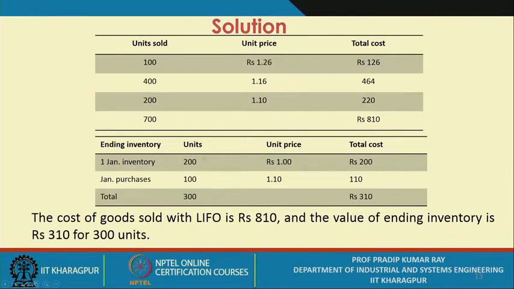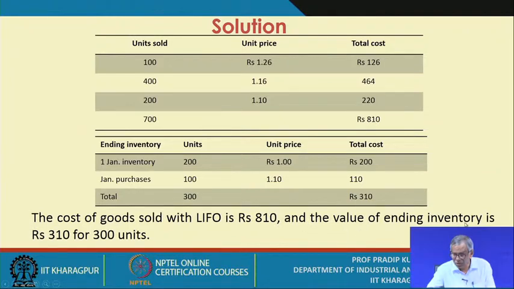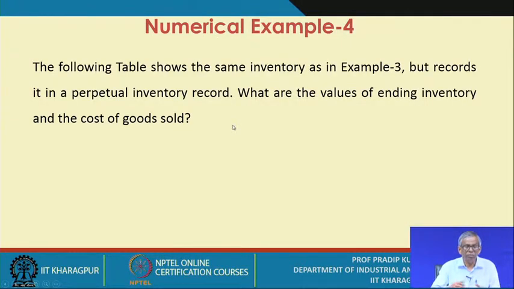So, ending inventory now we can calculate. That means here the 200 units remaining are the oldest stock, and the next oldest stock you keep, the price is 1.10, that is 110, that is the value. So, the total value is 310. So, the cost of goods sold with LIFO is 810. You refer to this value, and the value of ending inventory on 1st of April is rupees 310 for 300 units. So, this is another numerical example.